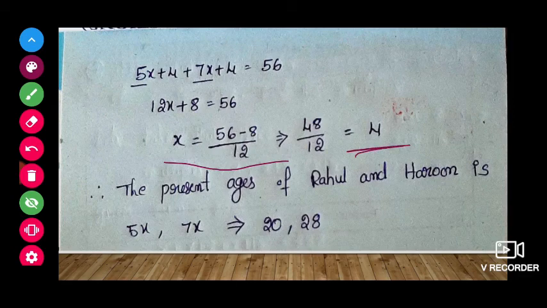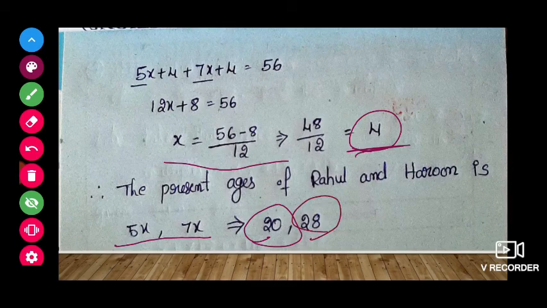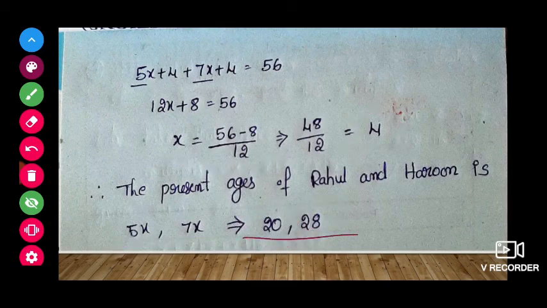Now what are the present ages they are asking? So the present ages are 5x and 7x. So 5 into x, the x value is 4, so 5 fours are 20. Next is 7x, 7 fours are 28. So the present ages are 20 and 28.